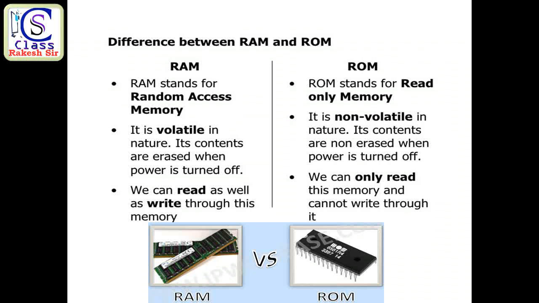So according to the full form of RAM and ROM, you can easily understand the differences. Now the first difference is written here. RAM is volatile and ROM is non-volatile. So I will tell you what that means. What does volatile mean? Its contents are erased when the power is turned off.